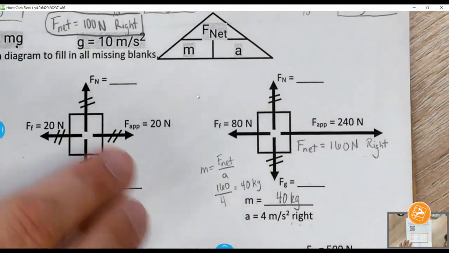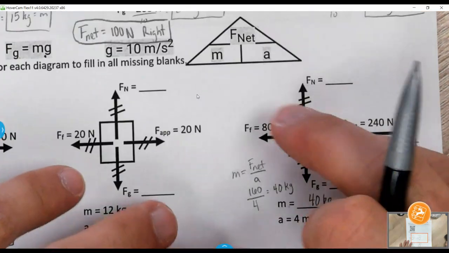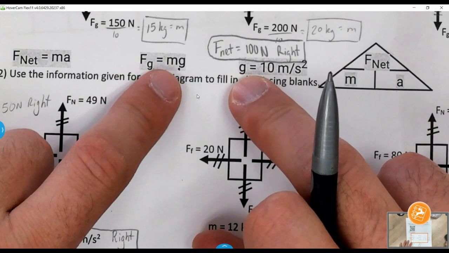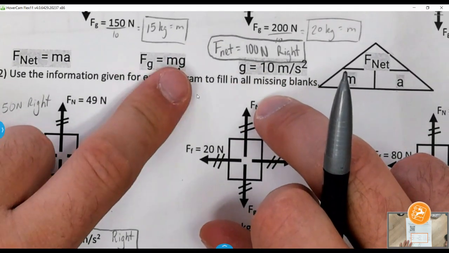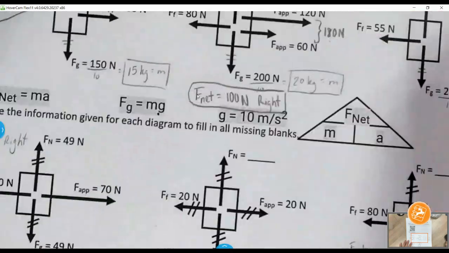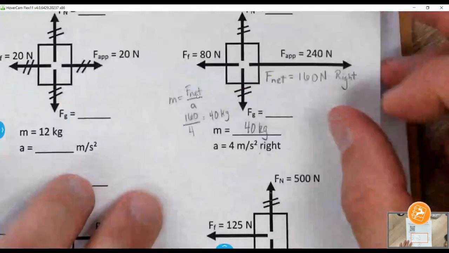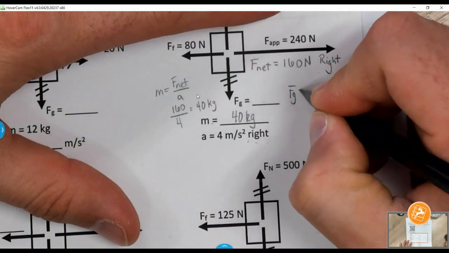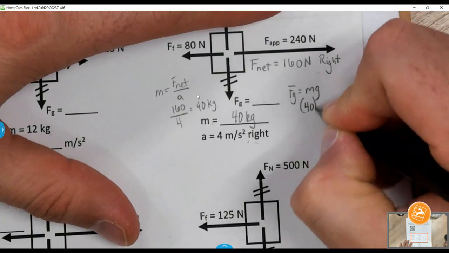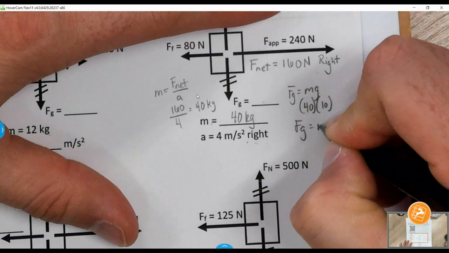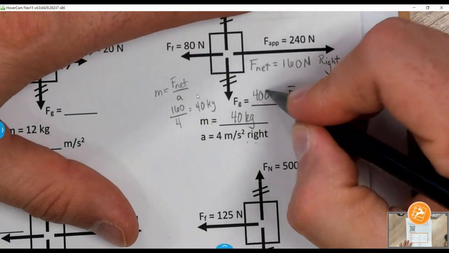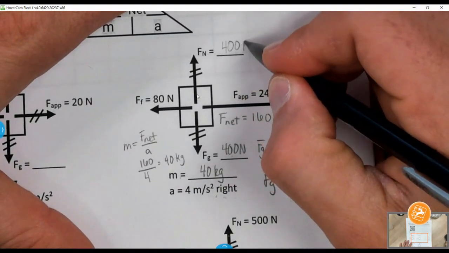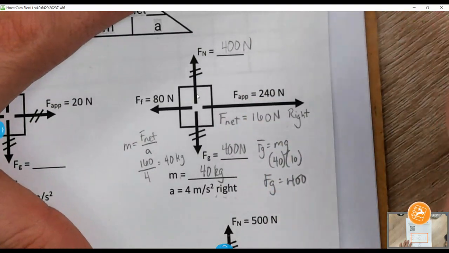And this is super simple, guys. Once you have mass, like in some of the example problems I wrote on the board, and we're using g as 10, all you're doing is mass times 10 to get weight. I'm just going to quickly scribble that in. Fg is equal to mg, so we have 40 times 10. Fg is 400. So we have 400 newtons down, and then our normal force up would also be 400 newtons. Why? Because these two are balanced.